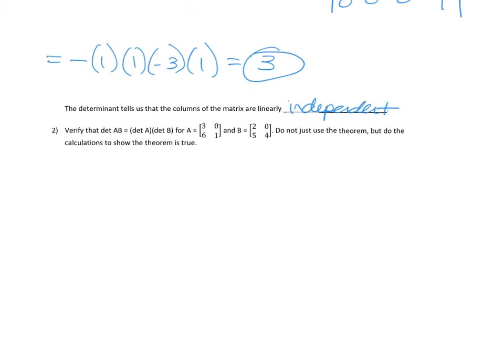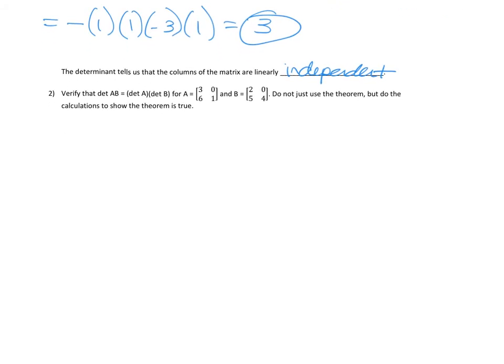All right, verify that the determinant of AB is the same thing as the determinant of A times the determinant of B for these two matrices. Don't just use the theorem. That is a theorem, and it's true, but I'm going to do all the calculations. So I have to multiply A times B and calculate its determinant.